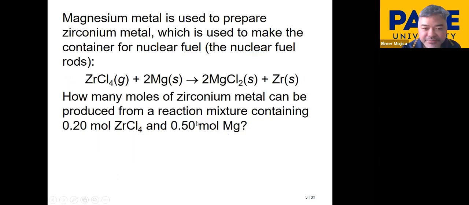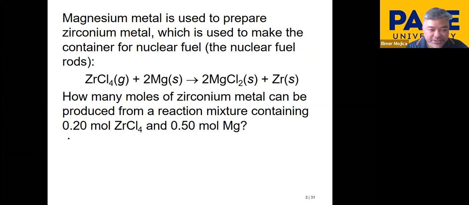Okay, so let's try. Magnesium metal is used to prepare zirconium metal, which is used to make the container for nuclear fuel. So you have this reaction. Now you are asked, how many moles of zirconium metal can be produced from a reaction between a mixture containing 0.2 moles of zirconium chloride and 0.5 moles of magnesium? Which is the limiting reactant here? Because that's the one that will determine the answer.